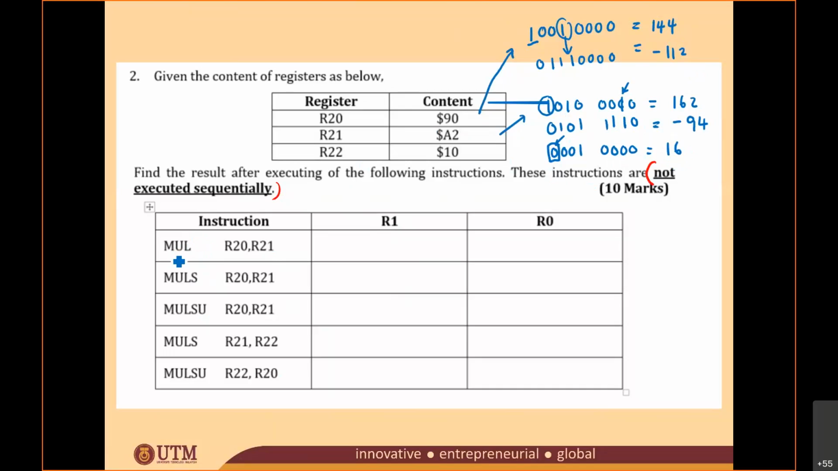First, MUL. MUL means that you're going to multiply unsigned numbers. Here you're going to multiply R20 with R21. So R20 is 144, multiplied with 162. What will you get? Anyone?